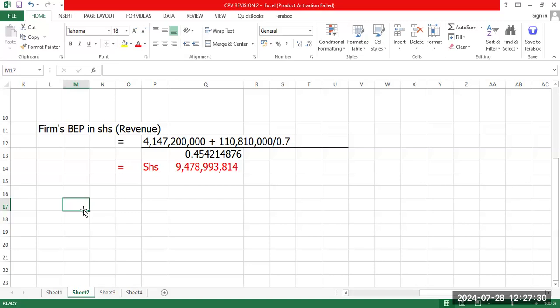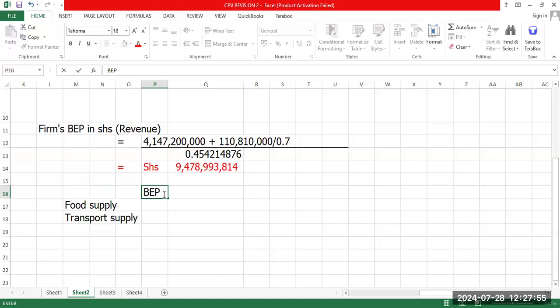The first one, your food supply. Then the next is transport supply. So those are the only things we have. Then here you can put break-even point. You start with break-even point in shillings. We always start with what we have above. We cannot start with break-even point in units, yet we have the firm's break-even point in shillings. So we put here break-even point in shillings.